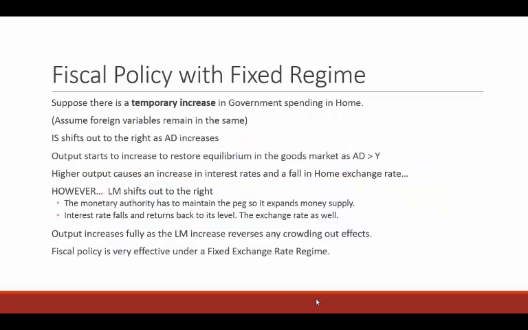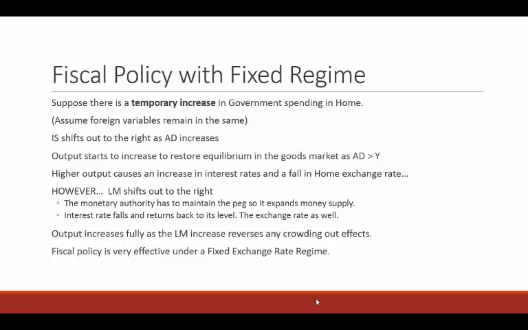Now, what happens if we implemented fiscal policy under a fixed exchange rate regime? Again, we assume for the sake of demonstration that the US is operating under a fixed exchange rate regime. If the US government therefore decides to temporarily increase its level of spending, what is expected to happen? Well, the IS curve shifts out to the right, and this causes aggregate demand to increase. Output starts to rise in order to restore equilibrium in the goods market. However, the higher output starts to put an upward pressure on interest rates to rise in the money market.